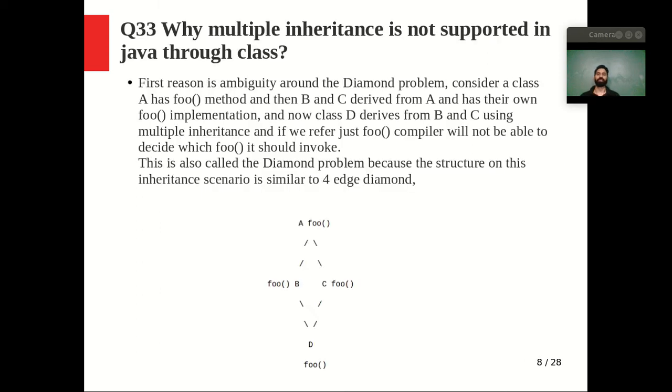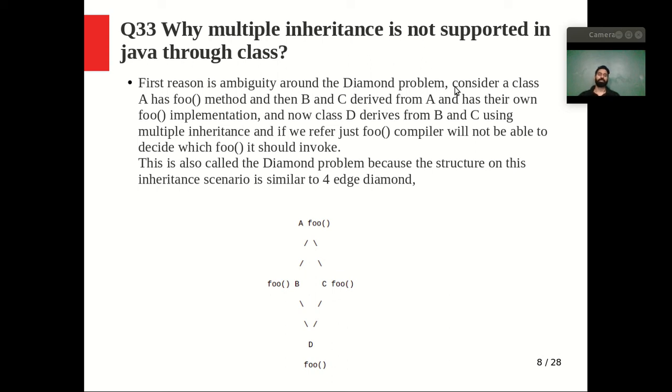Now let's move to the next question: why is multiple inheritance not supported in Java through classes? This is an important question, because in Java we know that multiple inheritance is not supported through classes, although we can achieve multiple inheritance through interfaces, but with classes it is not possible. The first reason is the ambiguity around the diamond problem, because it gives an ambiguity problem. So let's discuss how it gets an ambiguity problem.